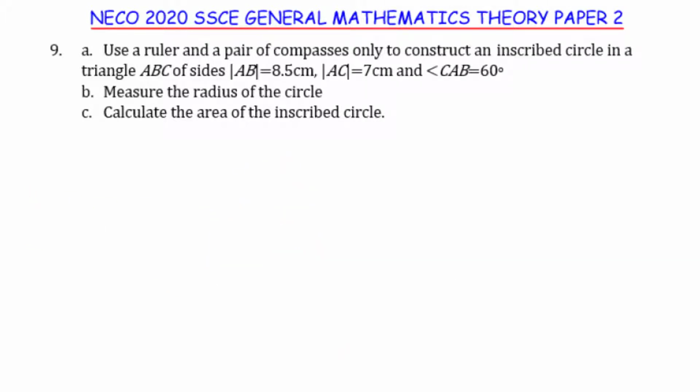So first and foremost, in this particular question, and generally in questions like this, whenever we are told that we are to construct, I make it a rule of thumb, a personal preference, that I should start with the angle, because once I've been able to get the angle, then I can mark off the measurement of the sides that are given, like in this case 8.5 centimeters and 7 centimeters. So I should start with angle CAB. CAB means that the angle is taken at the vertex A of the triangle. C is flanking it and B is also flanking it, but it's at the point A that the angle is located.